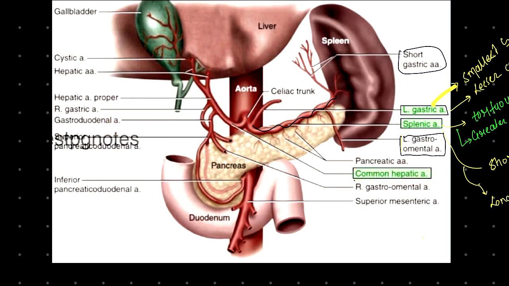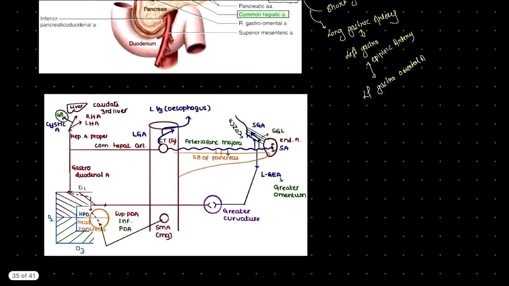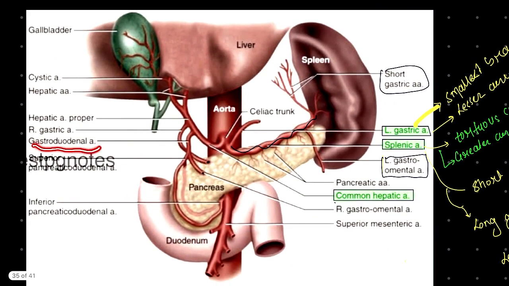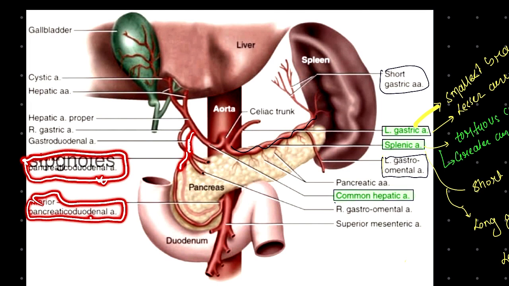That's all. Now talking about the gastroduodenal artery, don't get too worried, we'll simplify this in the diagram. The gastroduodenal artery is right here. It is further divided into the superior pancreatoduodenal artery, the first question that we faced earlier, which is right here. And another one is the inferior pancreatoduodenal artery.